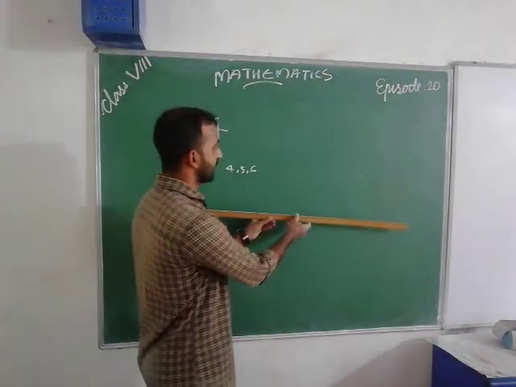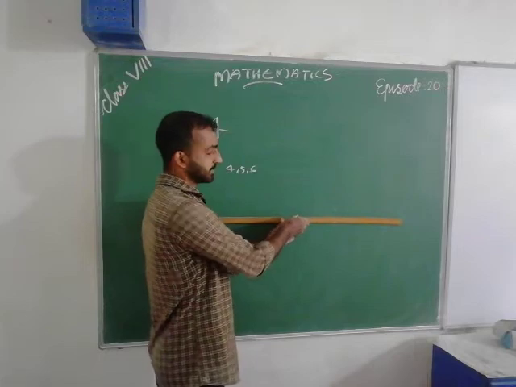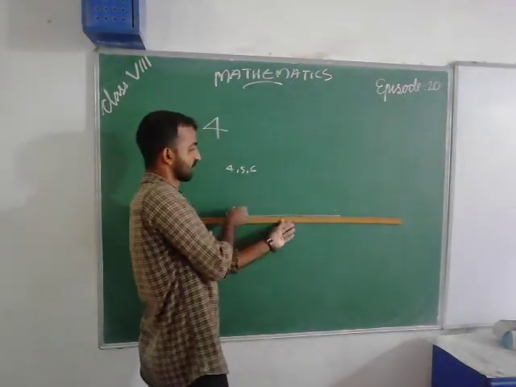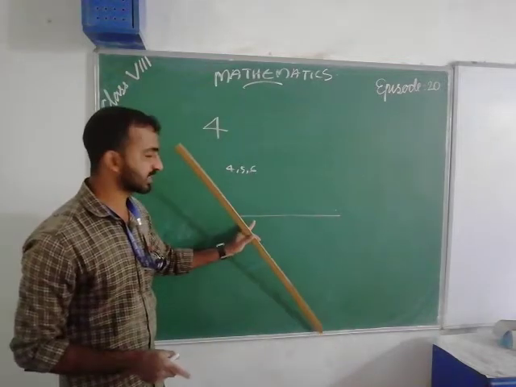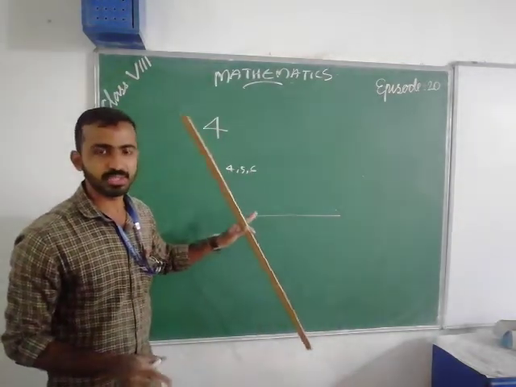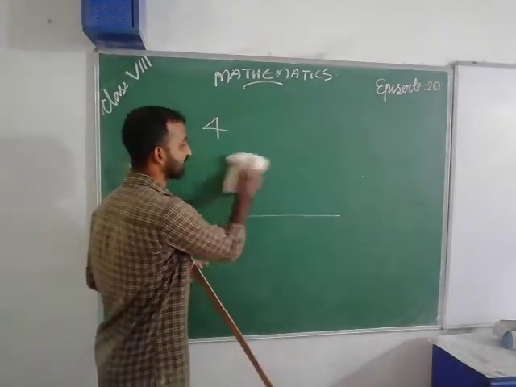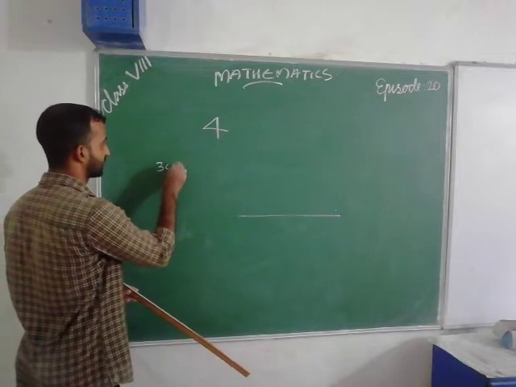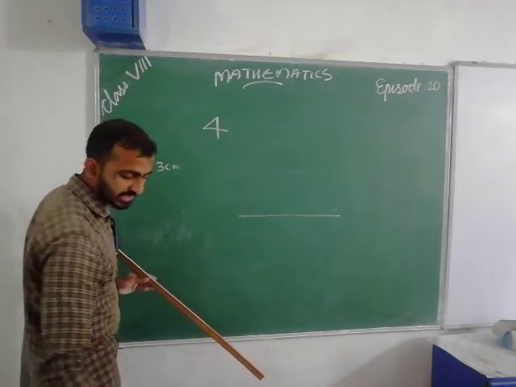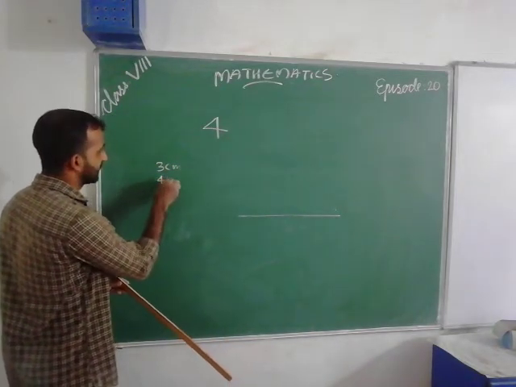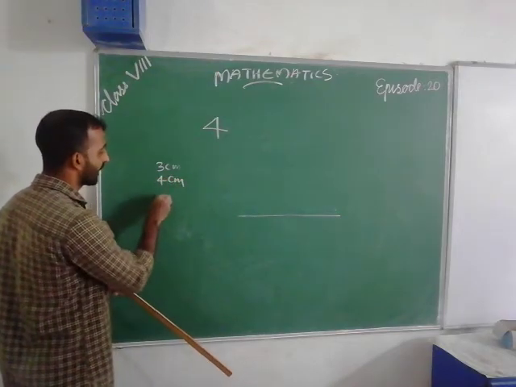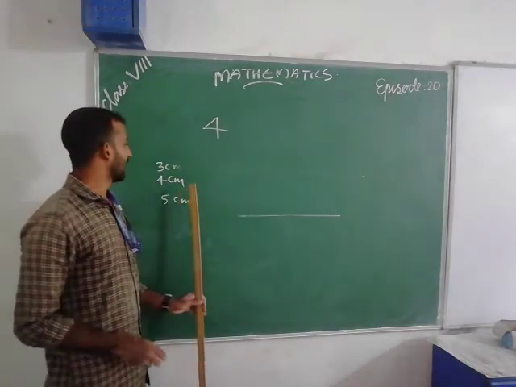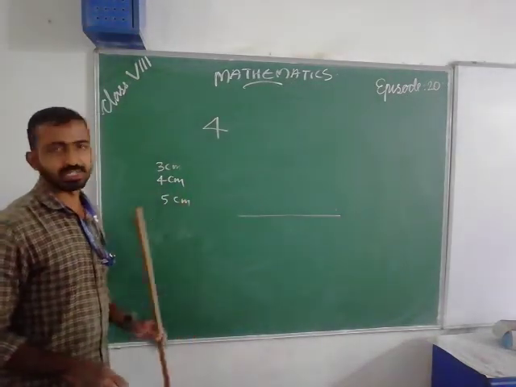We take a line of 3 centimeters. Is it? Yes. This is not exactly 3 centimeters, it is more than 3 centimeters. This is a rough figure, so I draw this as 3 centimeters. And here is 4 centimeters, 5 centimeters. And we want to draw a triangle with these sides.